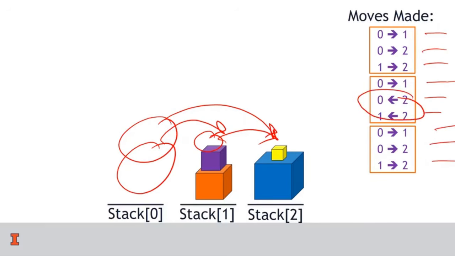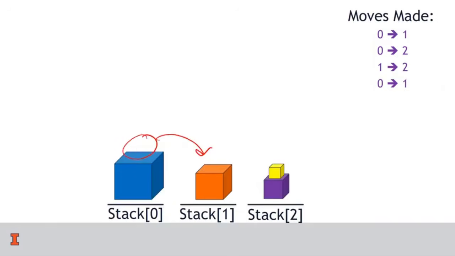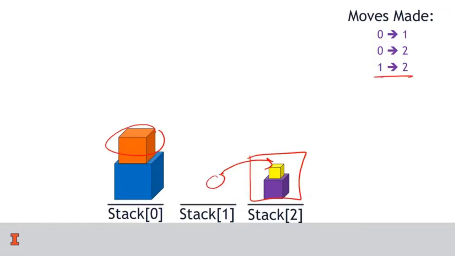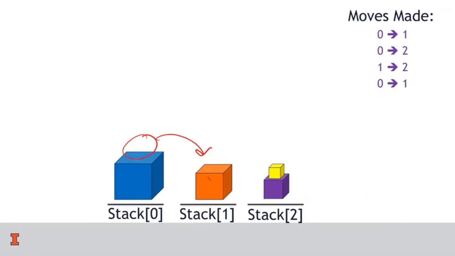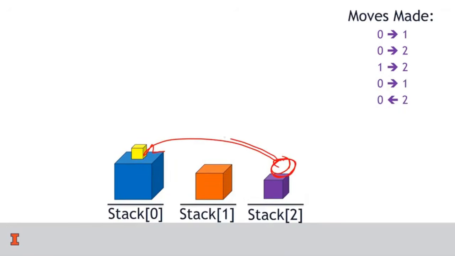So let's go back to this fourth move. Here we just moved the orange cube from stack 0 and moved it to stack 1. So 0 to 1. And the next thing we're going to do is move stack 0 to stack 2.